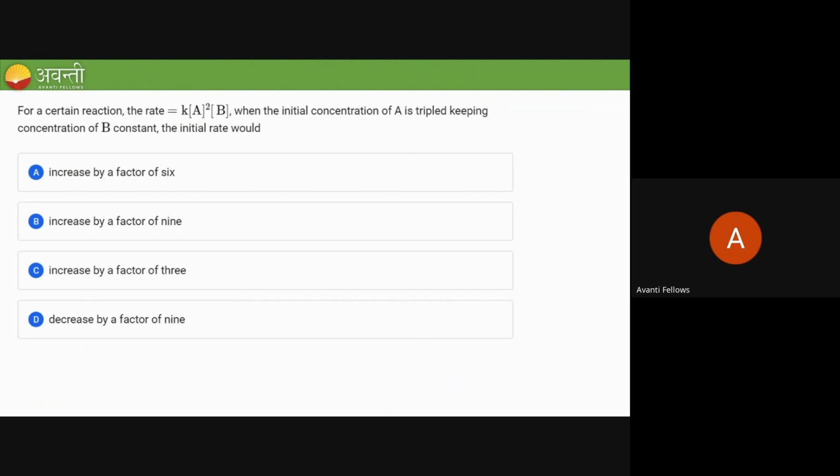For a certain reaction, the rate is equal to K into A power 2 B power 1. When the initial concentration of A is tripled, keeping the concentration of B constant, the initial rate would. So what we have to do? Take the rate equation. Rate is equal to K into A power 2 and B power 1. So this is equation 1.